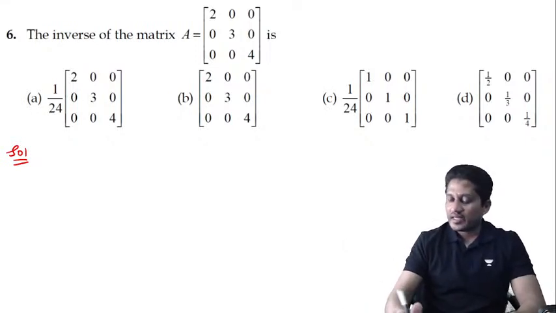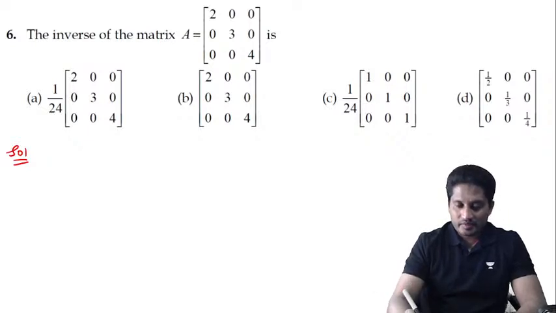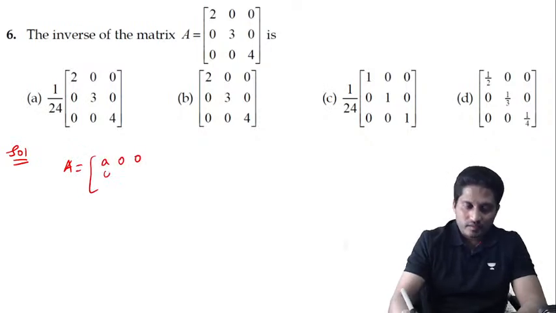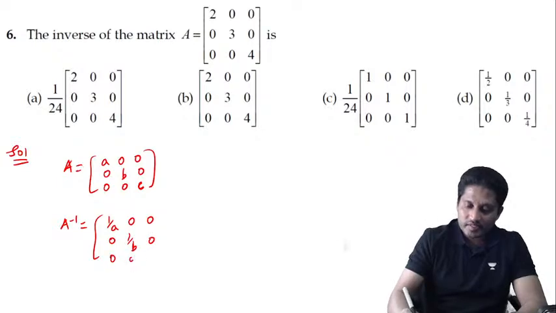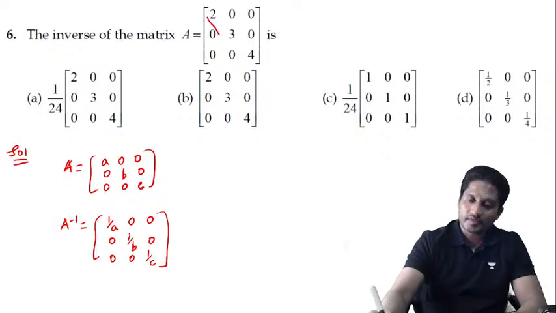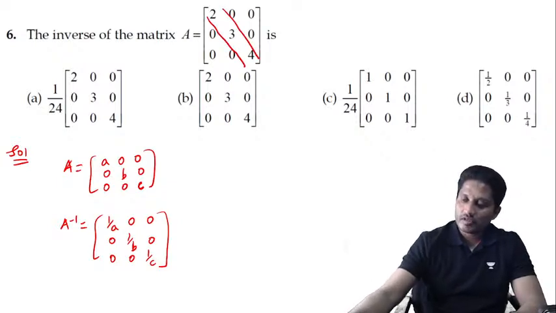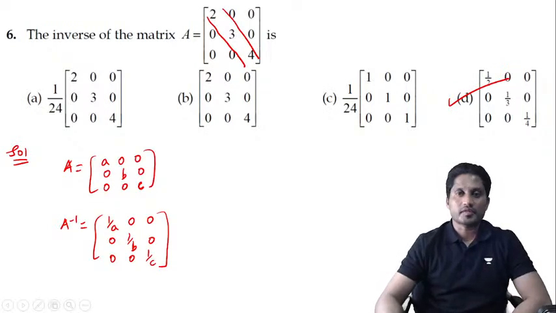See, it's a standard NCERT result that if you have A equal to the matrix with A, 0, 0; 0, B, 0; and 0, 0, C, that is, a diagonal matrix, then A inverse has principal diagonal elements 1 by A, 1 by B, and 1 by C, with zeros elsewhere. This is A inverse. So for the inverse of a matrix whose principal diagonal elements are 2, 3, 4, you get 1 by 2, 1 by 3, 1 by 4. Answer is option D only.